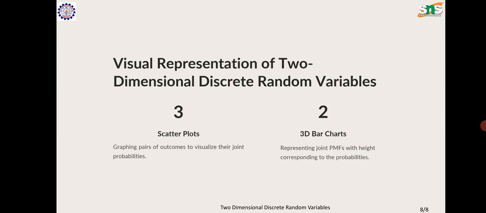Visual representation of two-dimensional discrete random variables: scatter plots and 3D bars. In scatter plots, we graph pairs of outcomes to visualize their joint probabilities. In 3D bar charts, we represent joint PMFs with height corresponding to the probabilities.